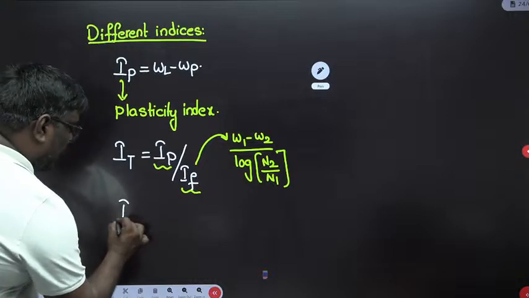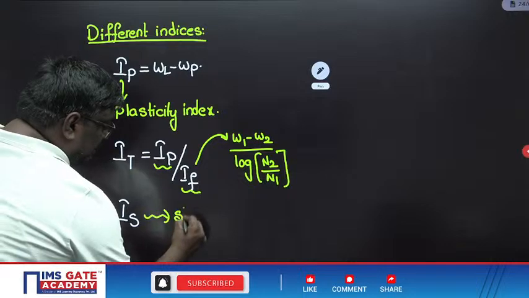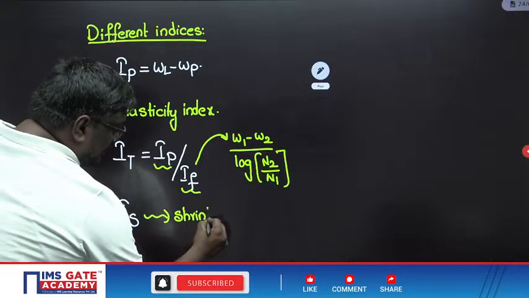Similarly, we have IS. What is IS? IS is nothing but the shrinkage index.